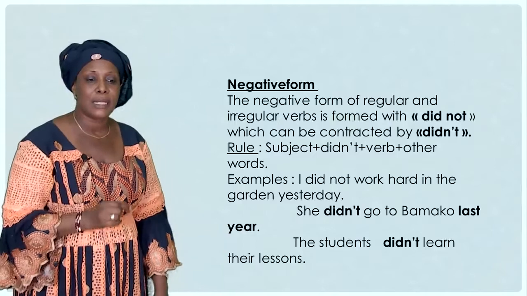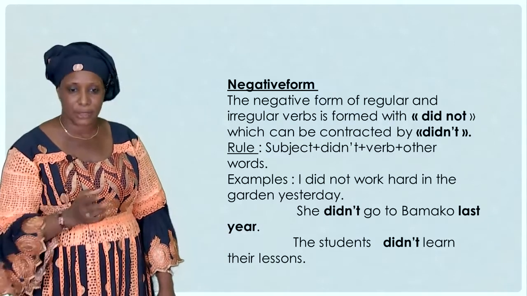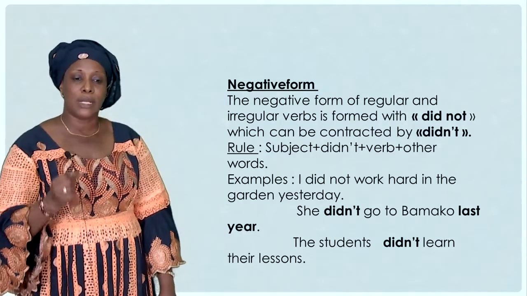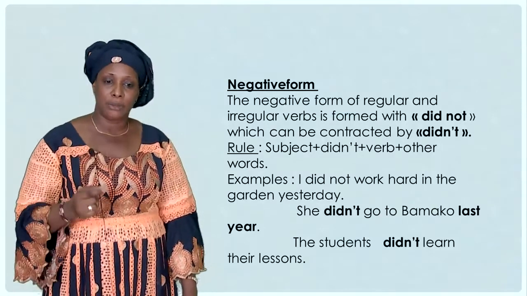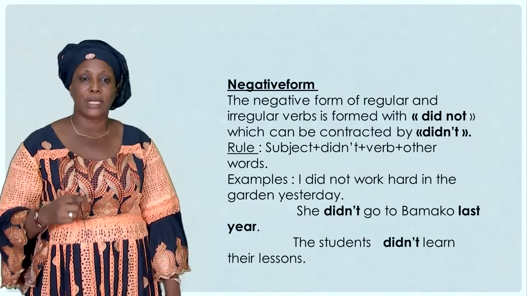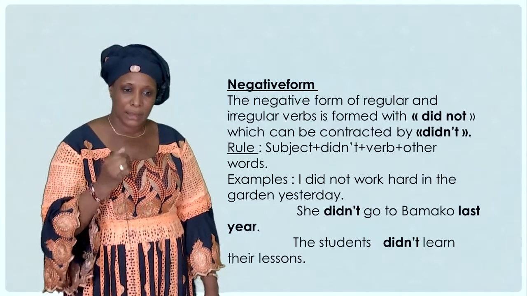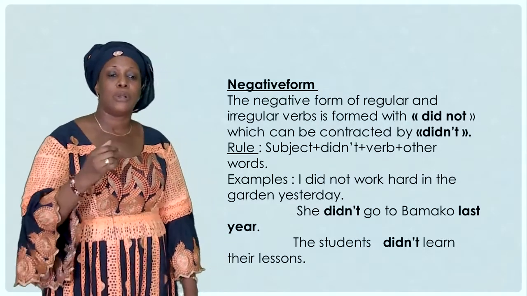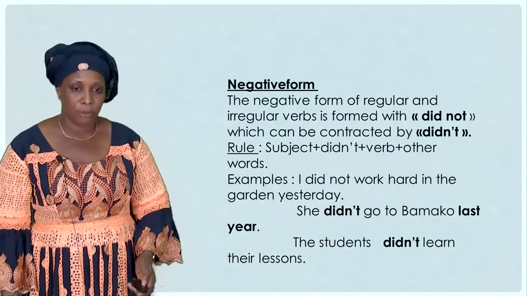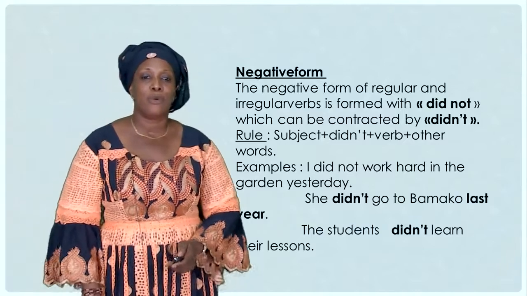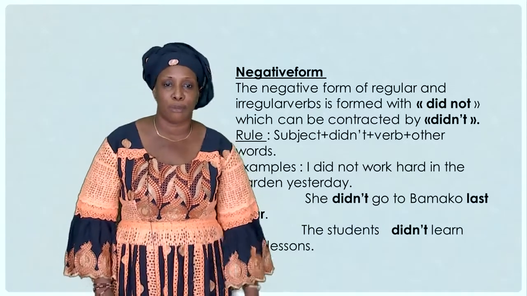The students didn't learn their lessons. Didn't learn is the verb conjugated in the simple past tense, and learn is an irregular verb. Good. Let's move to the negative form.